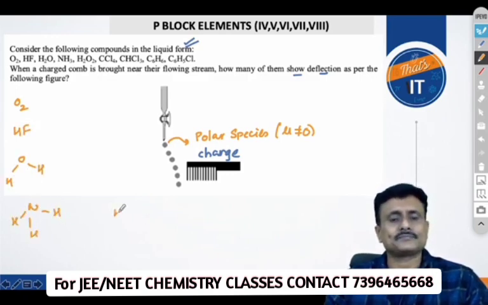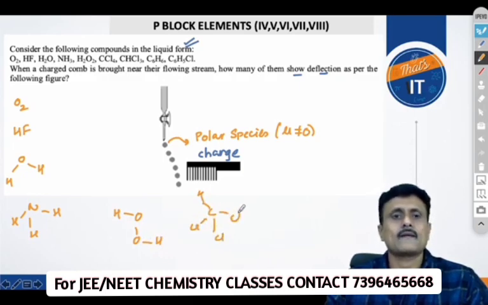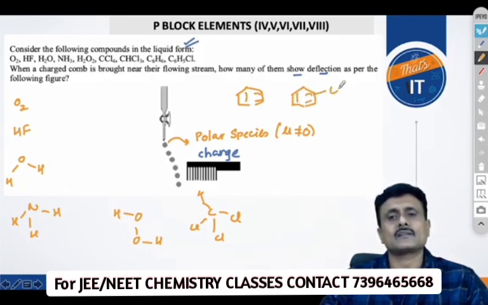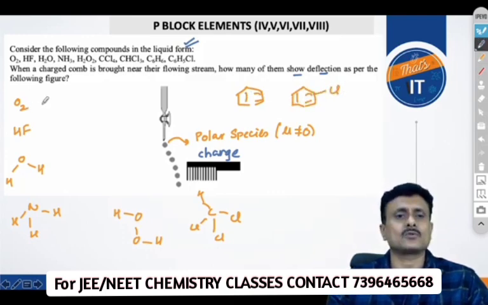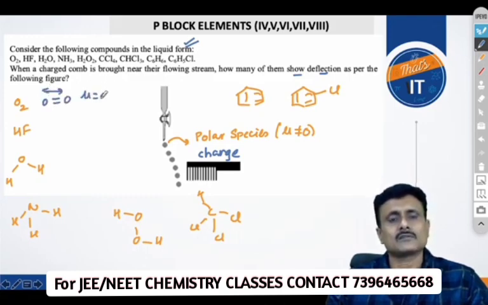Alright, you should know how to write these shapes, isn't it? CHCl3, then you have benzene and chlorobenzene. So all these species are given. Now you can see that this O2, because of the double bond and similarity between these two, is non-polar. HF, there is clear-cut electronegativity difference.